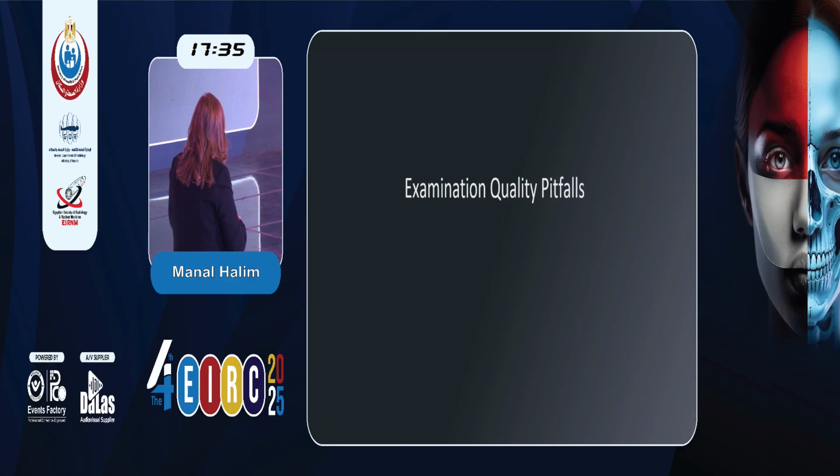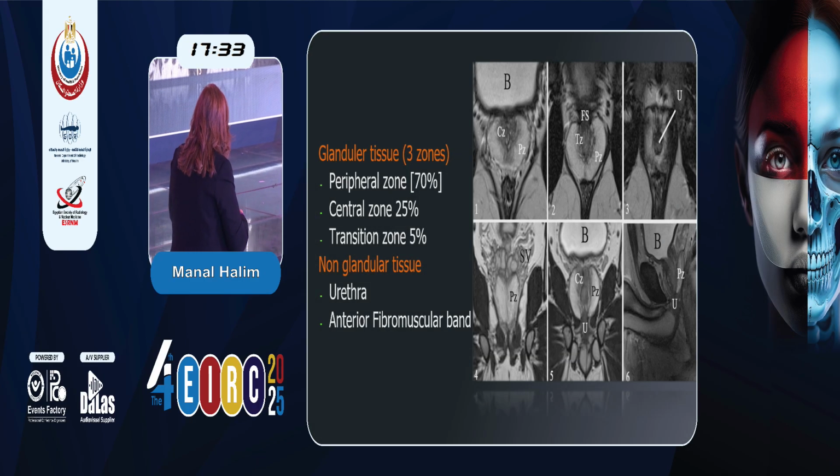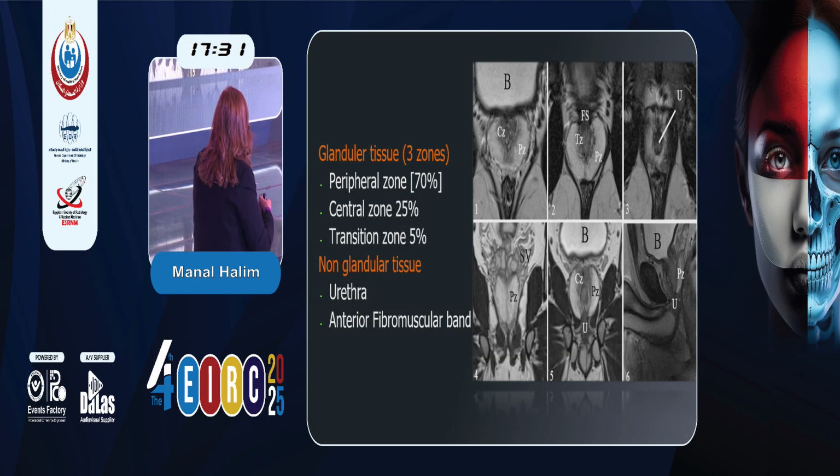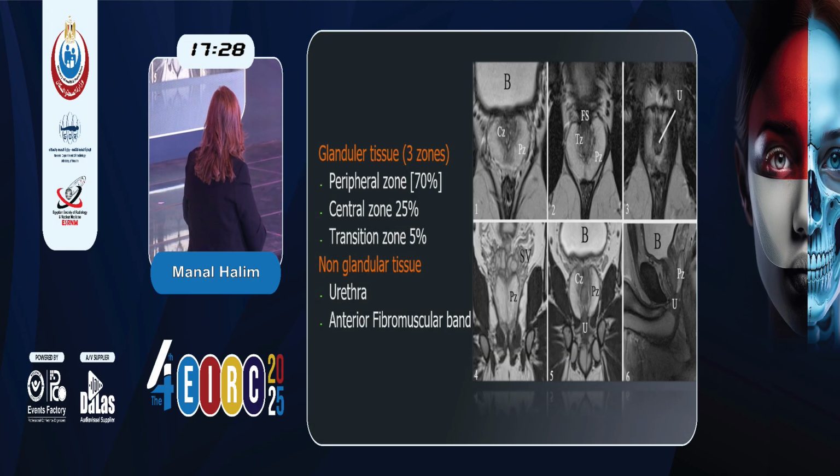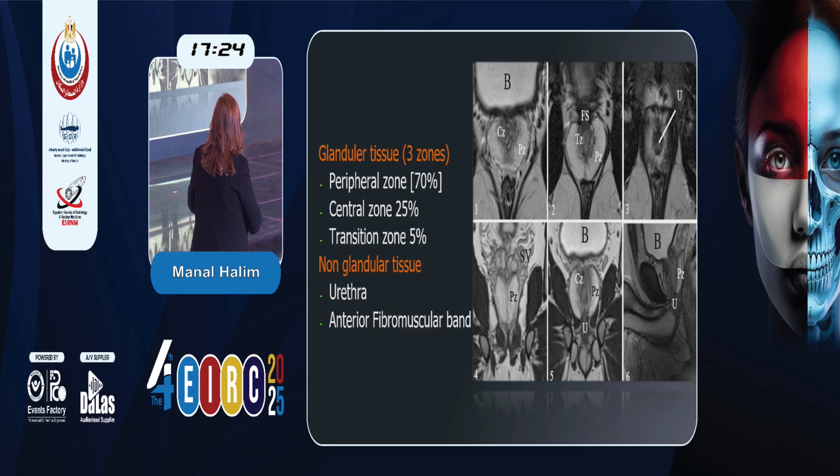The examination quality pitfalls: all of us want to see the MRI like this, a very good anatomy, showing the glandular tissues, the three zones, the peripheral zone, the central gland, the fibromuscular stroma, and different levels of the prostate at the base, in the mid-gland and the apex. And we want to see the glandular tissues and non-glandular tissues with their ratio.